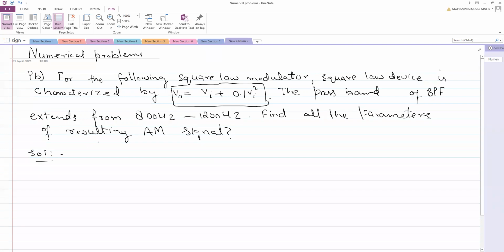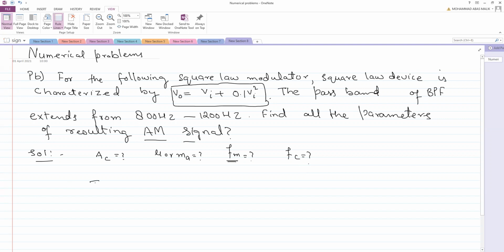Before going through this problem, you must know what the parameters of an AM signal are. You have Ac, mu or modulation index Ma, then Fm, the message signal frequency, and similarly the carrier frequency. So these are the parameters which you have to find. And a diagram is given for the scalar modulator, you just draw this.